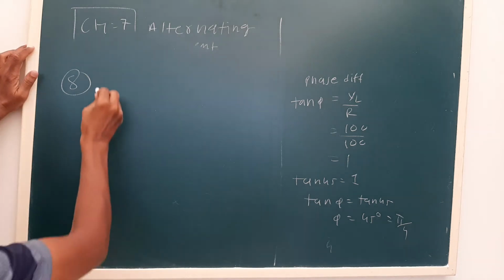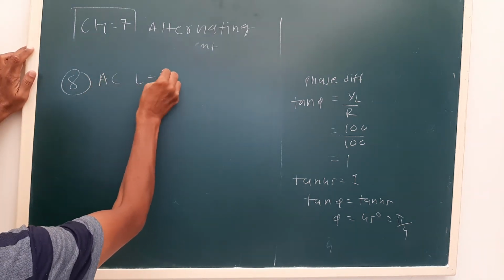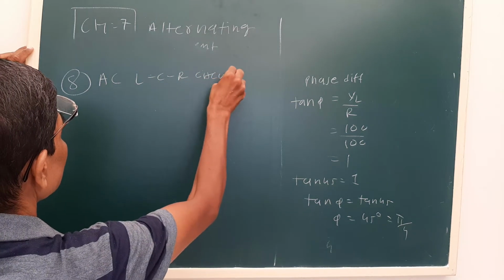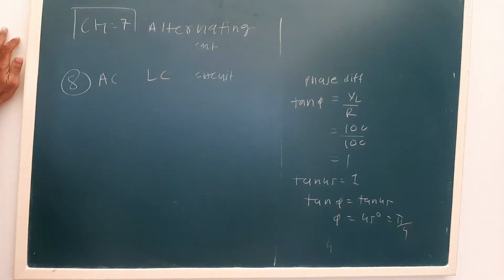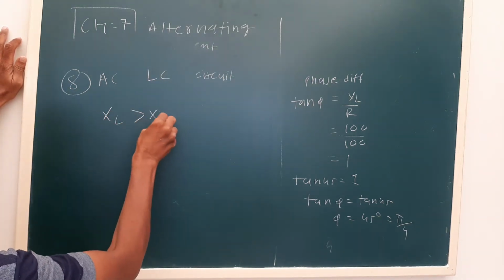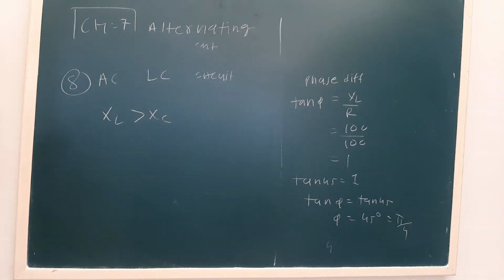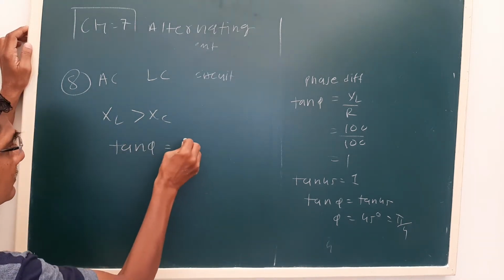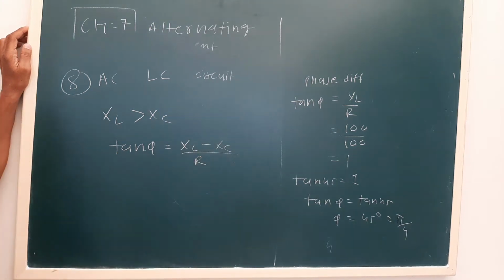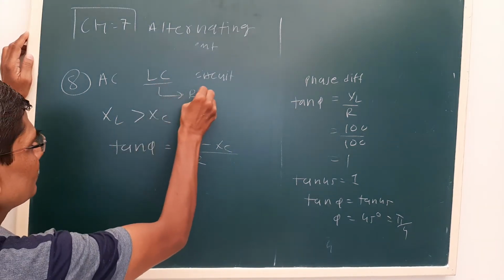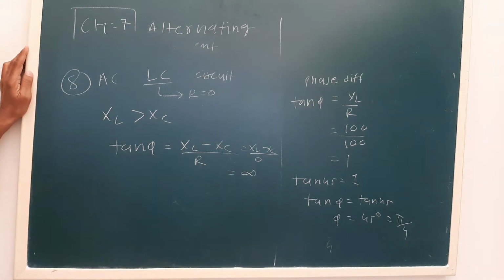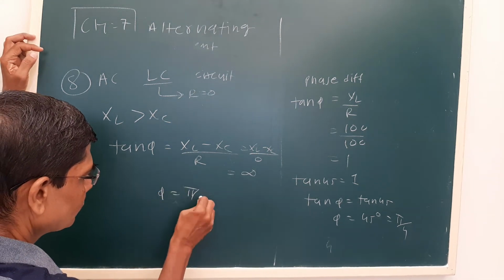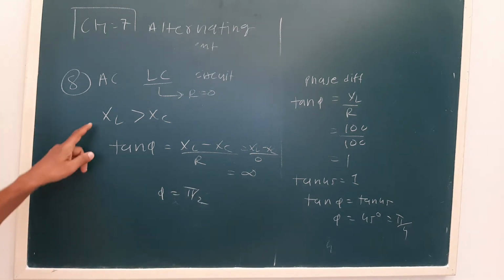Now see the next MCQ. See, AC circuit. Okay, this is only an LC circuit. See what happens when XL... Okay. Now see, tan phi is XL minus XC by R. But here only LC circuit, R is 0, so it is infinite. So phase difference is pi by 2.